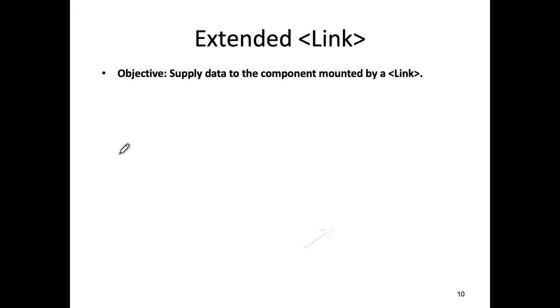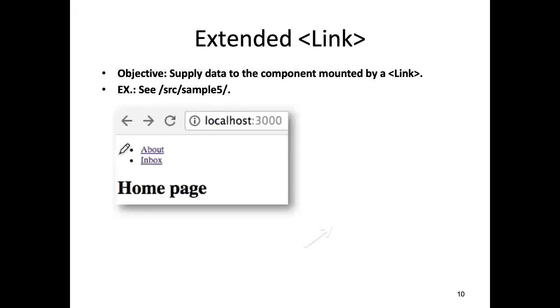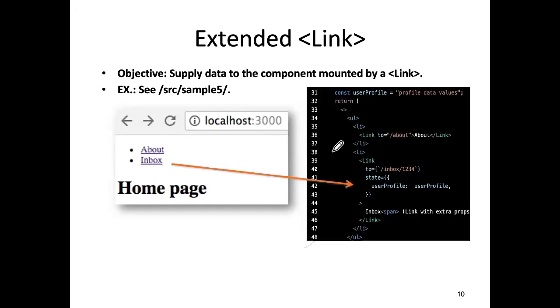So that's our objective, supplying additional data. And we illustrate it in sample 5. Now, again, it's a kind of hacked example, but in this case, this inbox hyperlink here, if we look at the actual implementation of it, so again, we've got the link component.